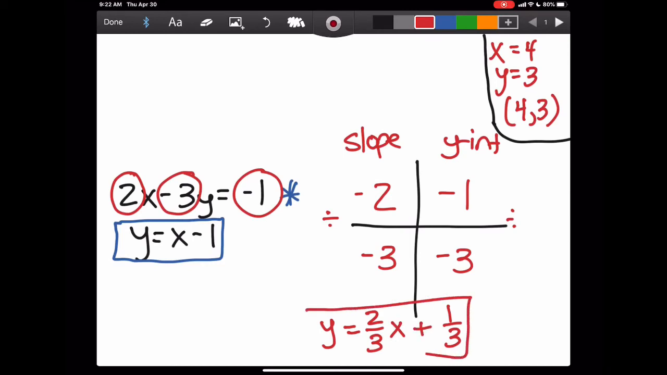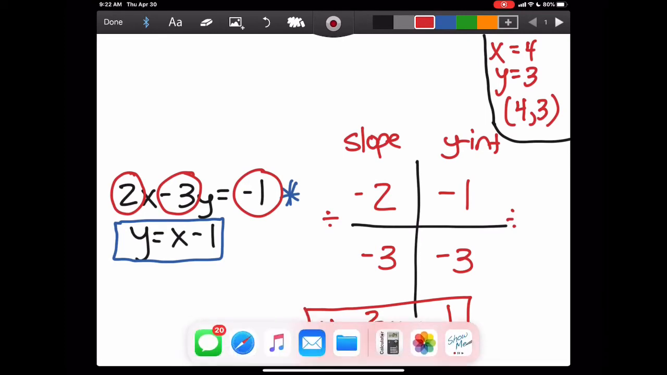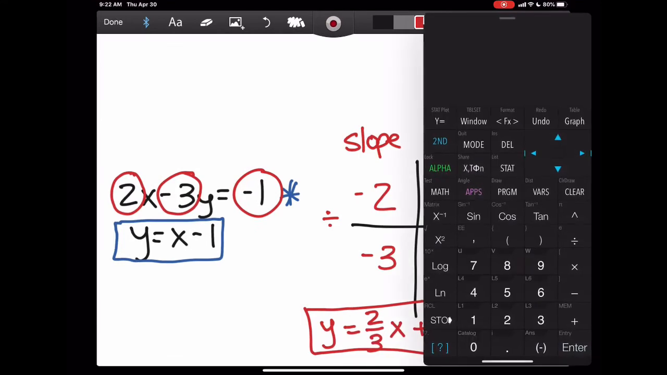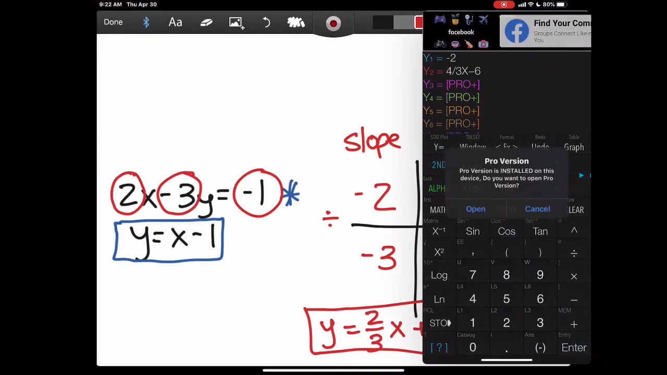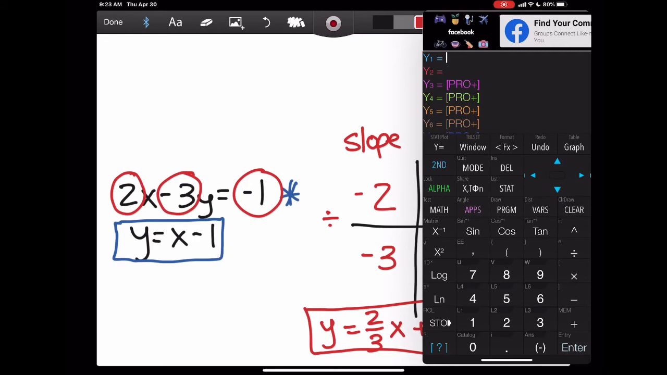So now I have two equations that are solved for y, and I can go to my calculator. Let's go right here. I can go to y equals. Let's clear all of this out. Go to y equals, and I can put in my first equation, x minus 1. I can go to my second equation, 2/3 x plus, I think that was 1/3, yep, plus 1 divided by 3, and I can graph it.